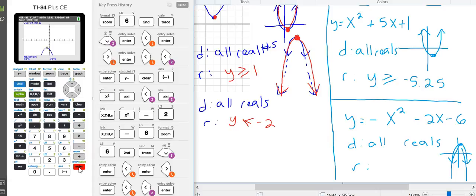We don't care about the x value. We only care about what is the maximum y. The maximum y is -5. So our range is going to be y is less than or equal to -5, every value that's less than or equal to -5.